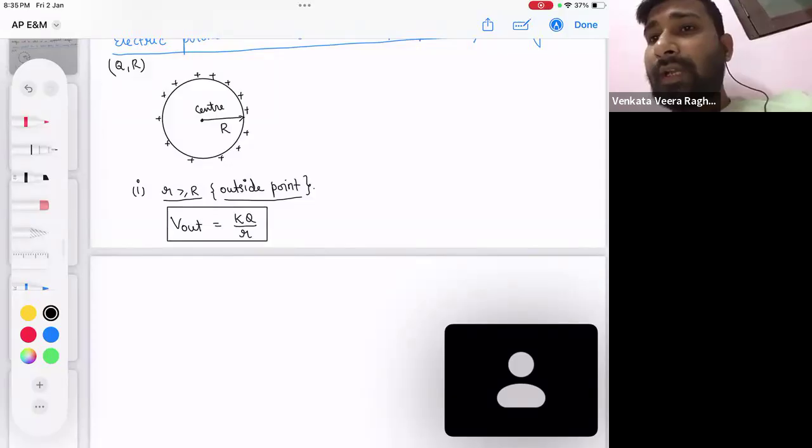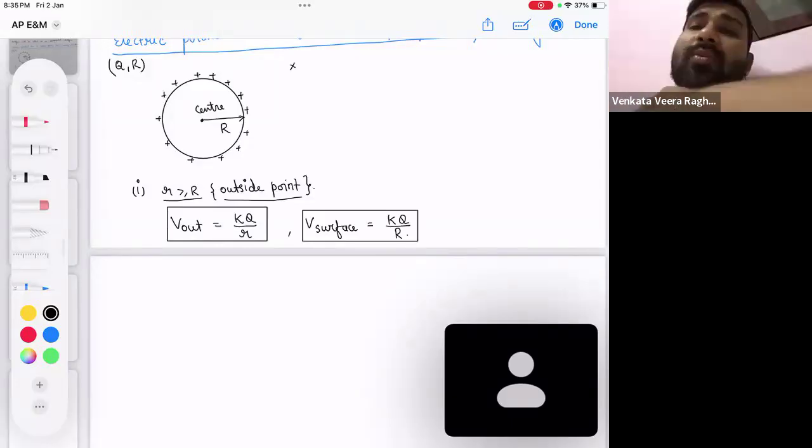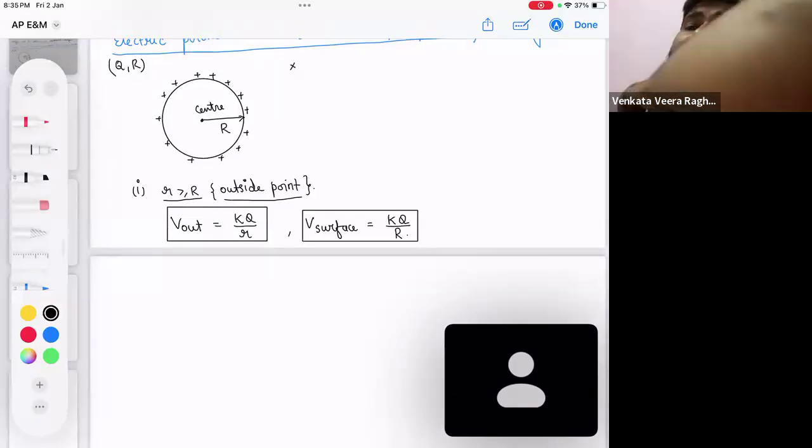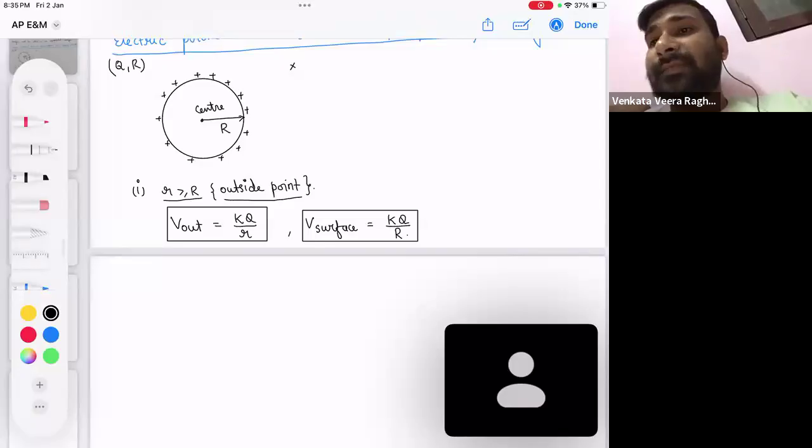Can you tell me what will be the value on the surface? The surface potential is going to be kQ by capital R, isn't it? For an outside point, if I want to calculate, I will write k times the total charge on this sphere divided by the distance from the center to that point. Clear? But on the surface, kQ by capital R. Please tell me the second part.